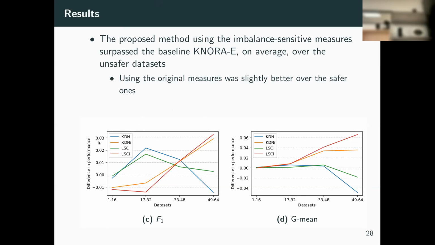Our technique was able to surpass the baseline for the safest data sets using the non-adapted measures, and for the unsafest using the adapted measures.